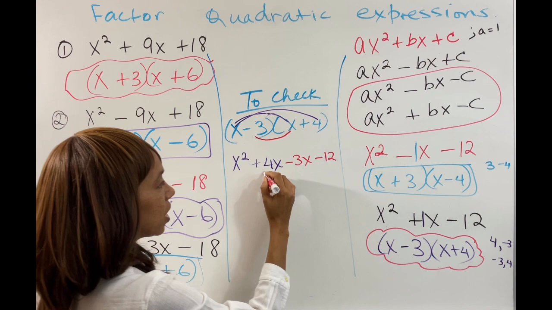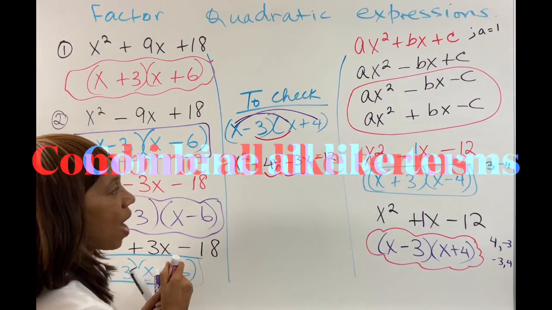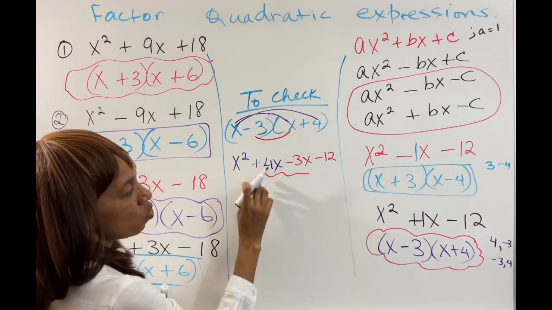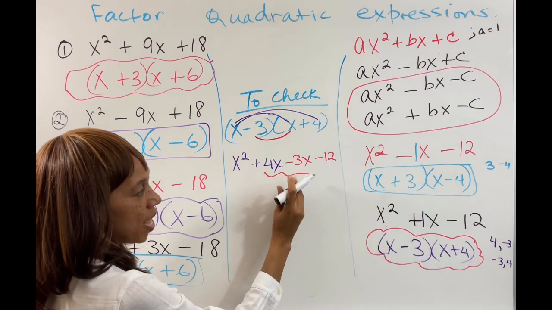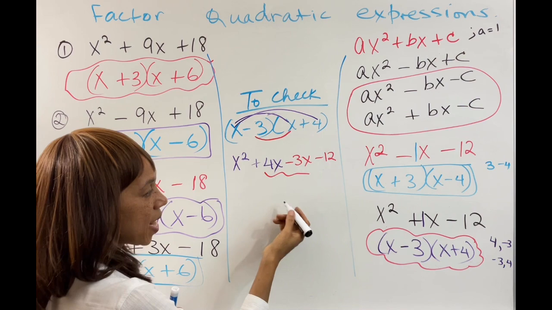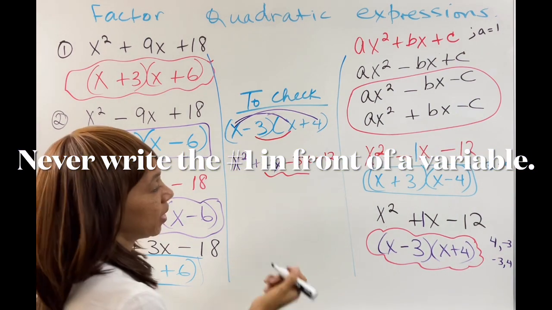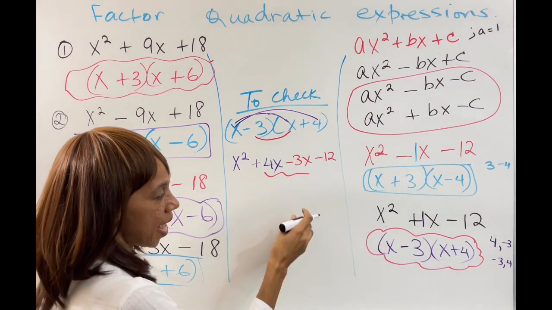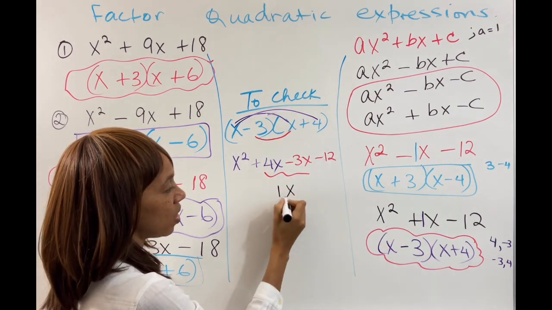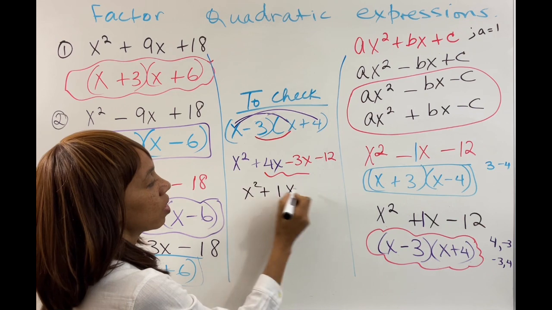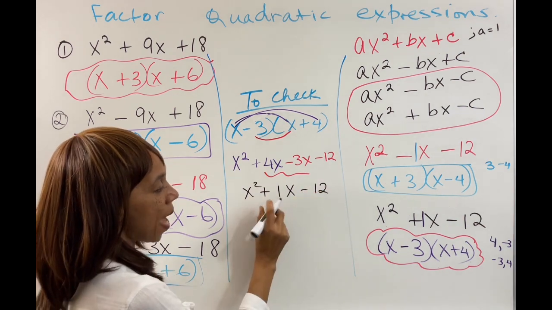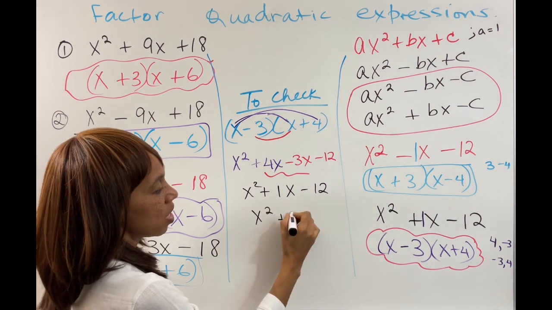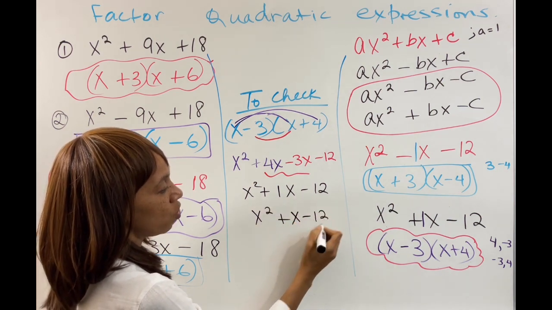You now notice that you have like terms in the middle. You have to combine all your like terms. And when you combine all your like terms, you have 4x minus 3x, which is going to give you 1x. Remember, Miss Winters always tells you, don't write a 1 in front of your x. So even if you find yourself doing this, please go back now and rewrite it without the 1, and you end up with this.